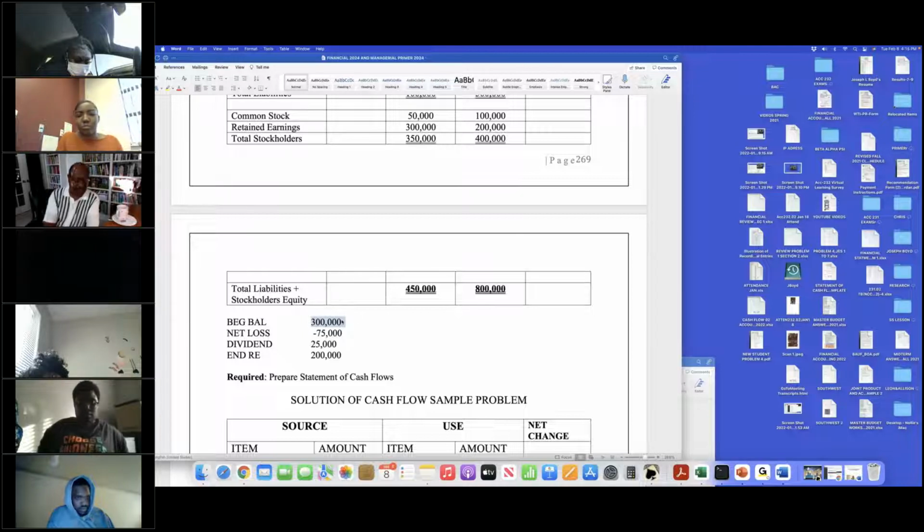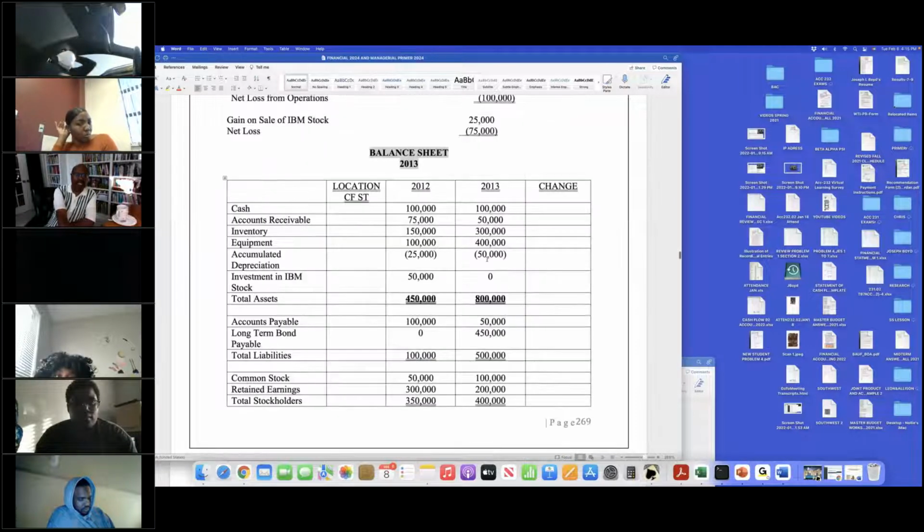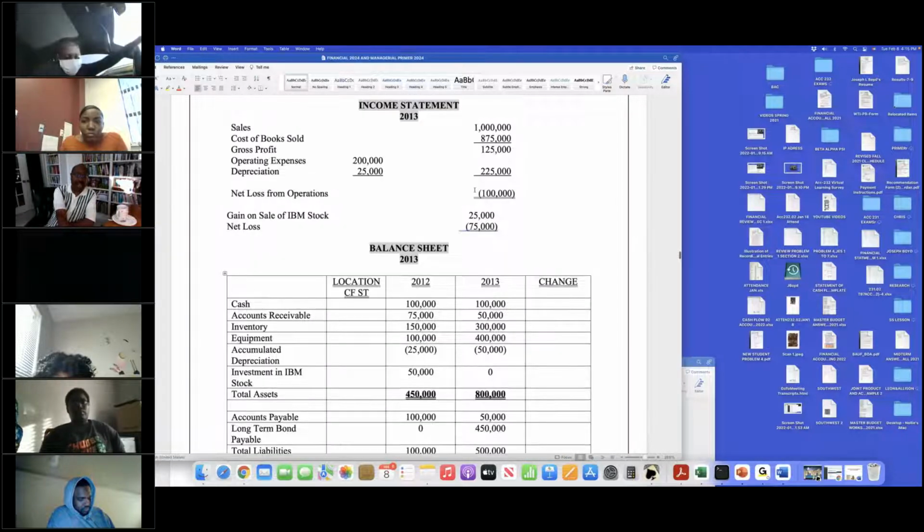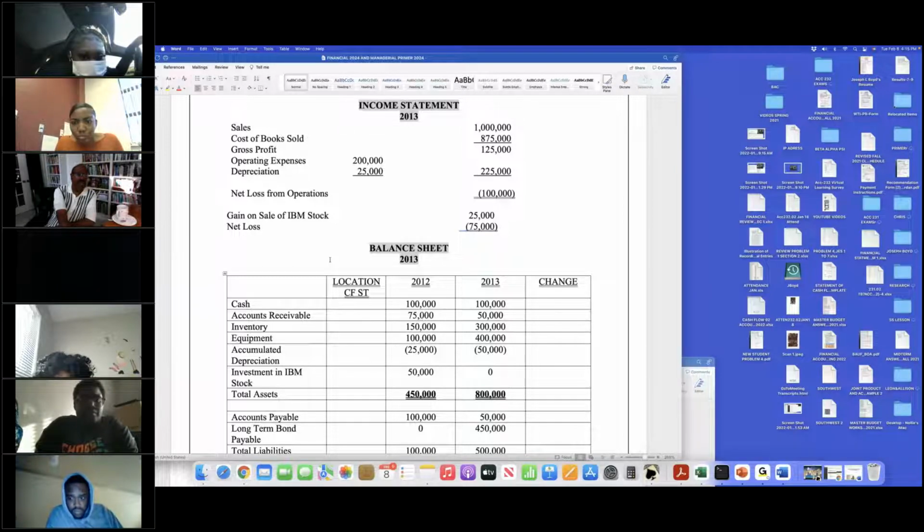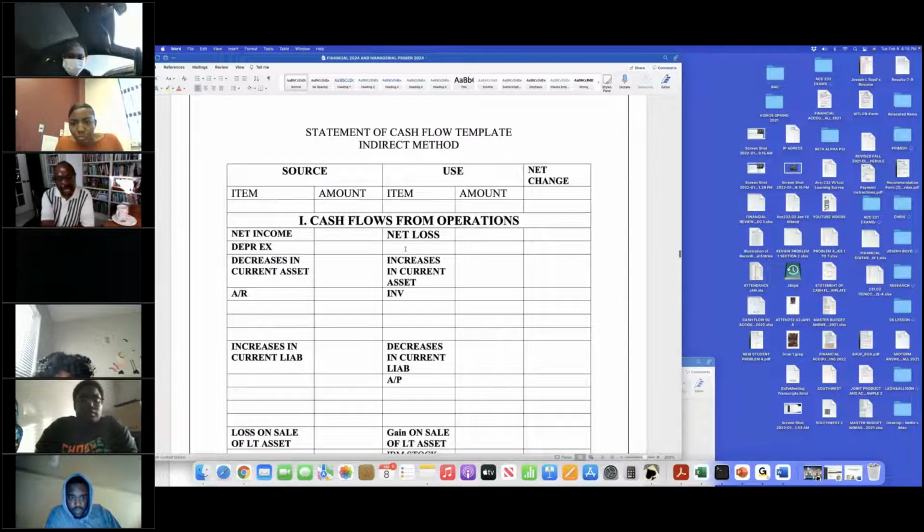Okay, so how then do we get the statement of cash flow done? If we got an income statement and a balance sheet, how do we get a cash flow statement done? So you should now be pulling up this template. Hopefully you have it somewhere in what I sent to you.